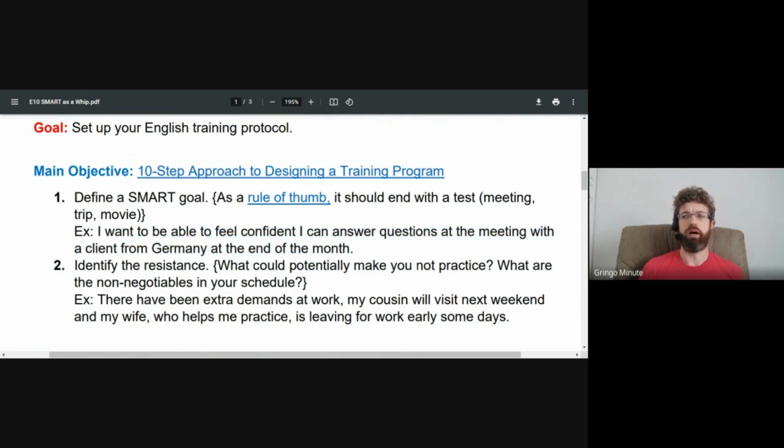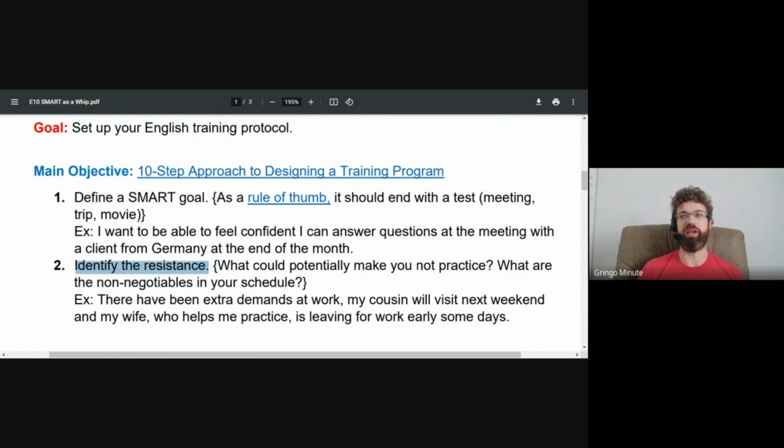All right. So this is a common problem that I have seen. Sometimes a person can prepare their speech, their presentation, but then you can't exactly prepare for the questions. You can prepare to answer questions, but you don't know what they will ask. So this is a common problem that my students come to me with. So I want to be able to feel confident I can answer questions. Great goal.